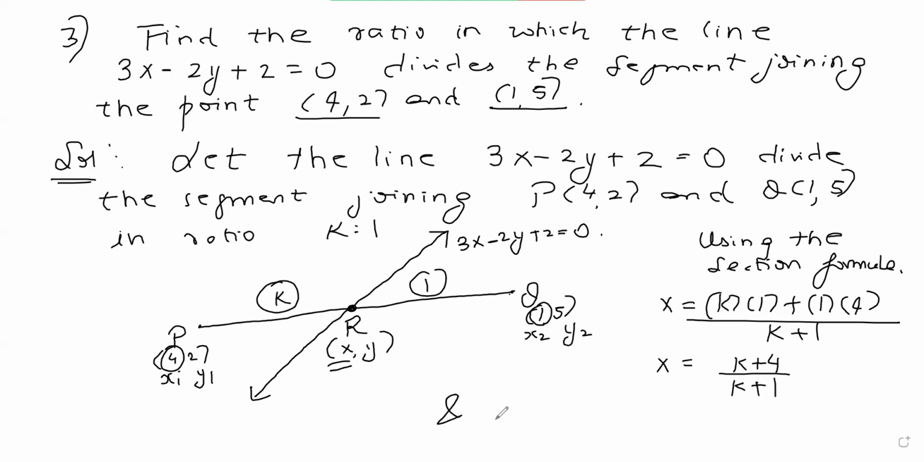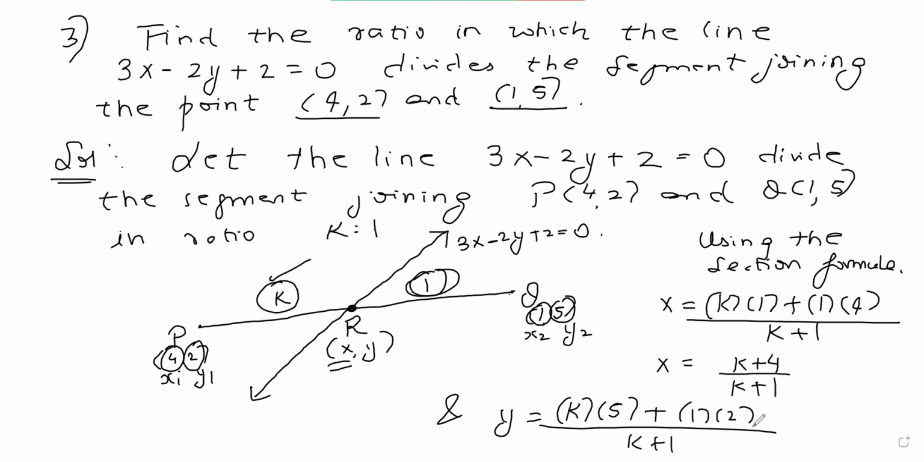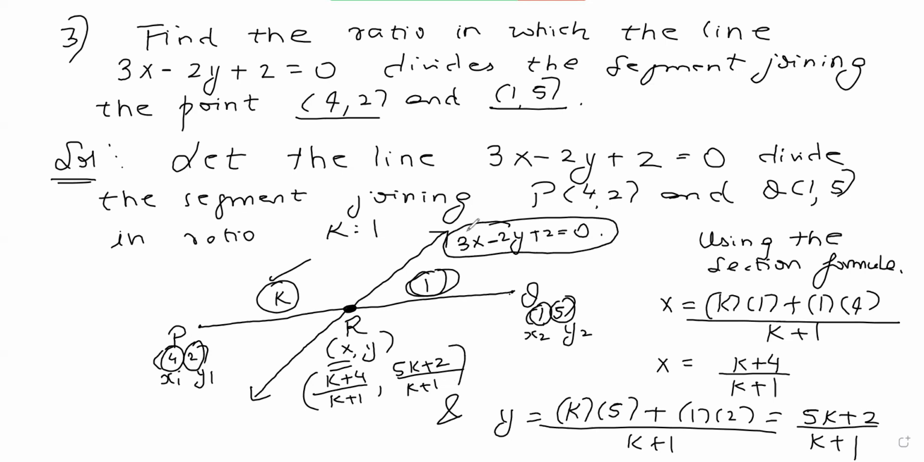And what will my y be? Again, using the section formula, k times 5 plus 1 times 2 over k plus 1. So this comes out as (5k + 2) over (k + 1). That means the coordinates of the point R are x = (k + 4)/(k + 1) and y = (5k + 2)/(k + 1). Now this point R lies on this line. It means these points must satisfy the equation of this line.